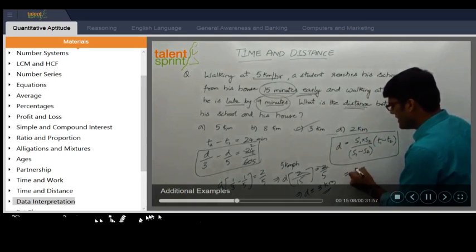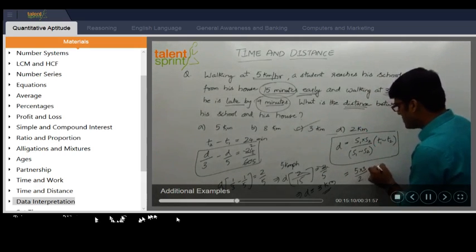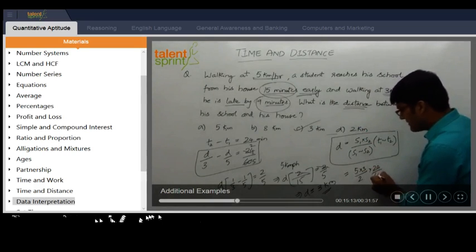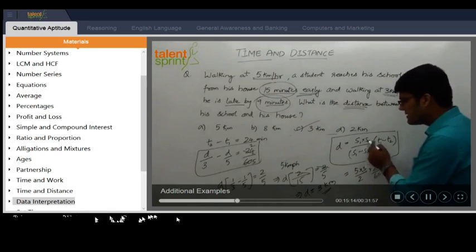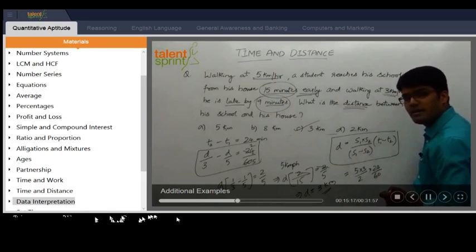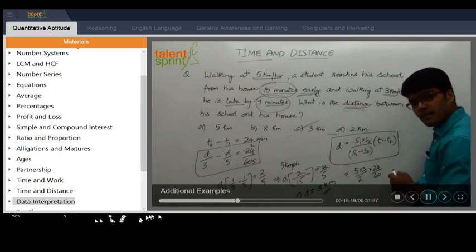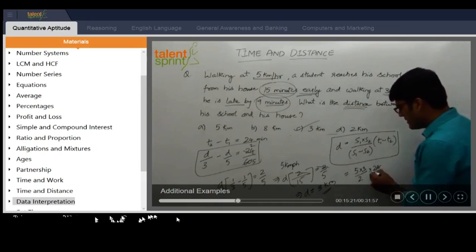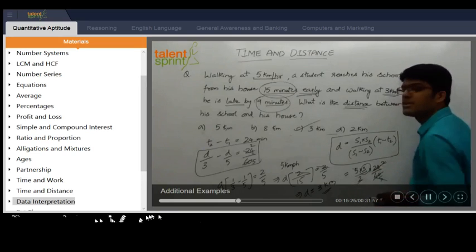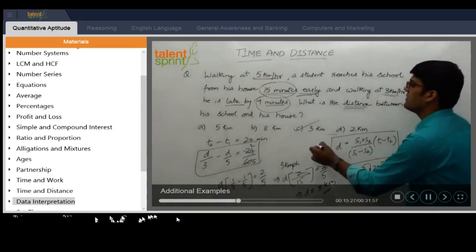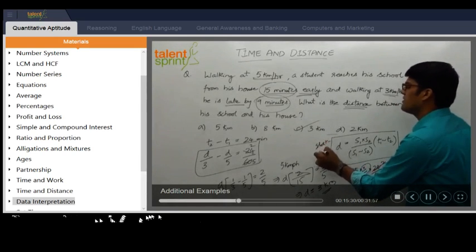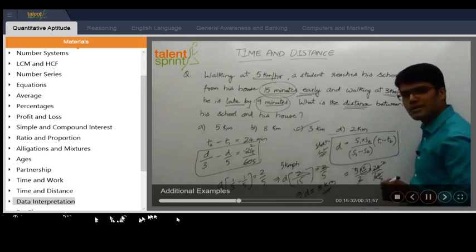5 into 3, 5 minus 3, 2, and this is 24. But you have to divide by 60. Yes or no? Because speeds are considered in kilometers per hour, time should be taken in hours. Simplify, what do we get? 2 times 5, 5 and 5 get cancelled, 2 and 2 get cancelled, 3 is your answer. So this is how simple it is if you remember the shortcut formula, right? Otherwise, simple concept.